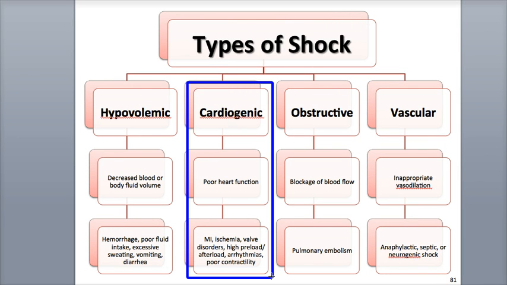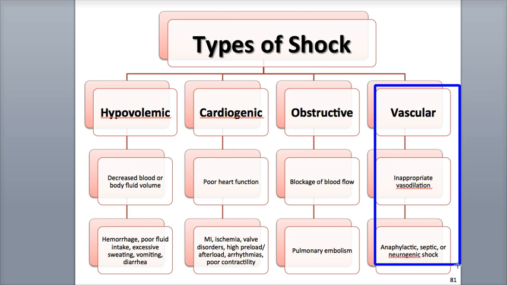Cardiogenic shock is often caused by a myocardial infarction or heart attack, which prevents the heart from contracting normally. It can also be the result of ischemia, which is poor perfusion or blood flow of the heart, problems with the heart valves, too much preload or afterload, arrhythmias, irregular heart rhythms, or poor contraction of the cardiac muscle fibers.